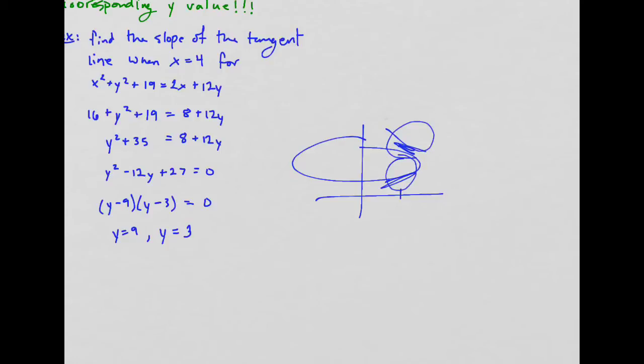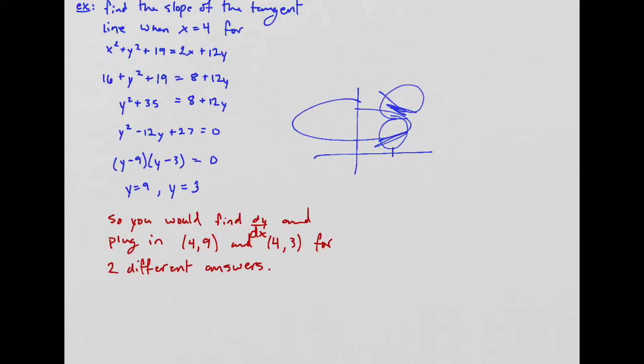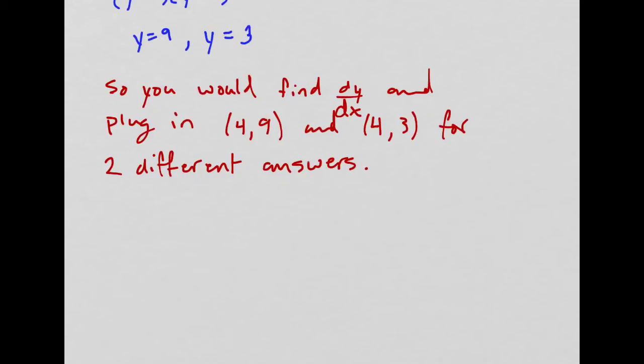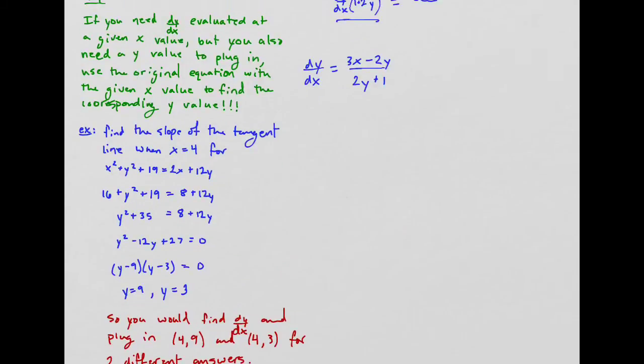So maybe that's 4. And then you get two different slopes. So, I should write some stuff. You'd find the slope here and the slope there. So you would get two different answers. You'd find dy dx, right? And then plug in 4, 9 because that's one of the y values, and also 4, 3. That's the other y value. So you'd find two different answers, two different slopes of the tangent line.